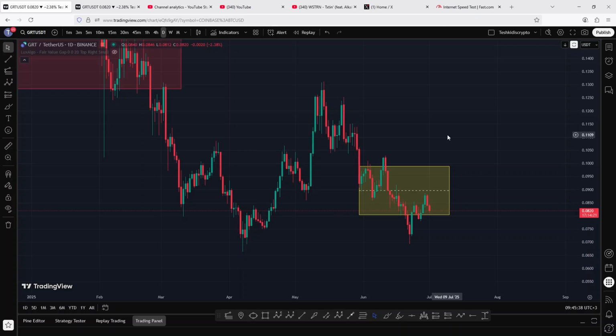The graph on the daily chart continues to hold within a key area of support between the 0.0989 and the 0.085. And on today's update video, I will be discussing two possible scenarios that can play out in the next coming days. So make sure that you stick around till the end of the video.